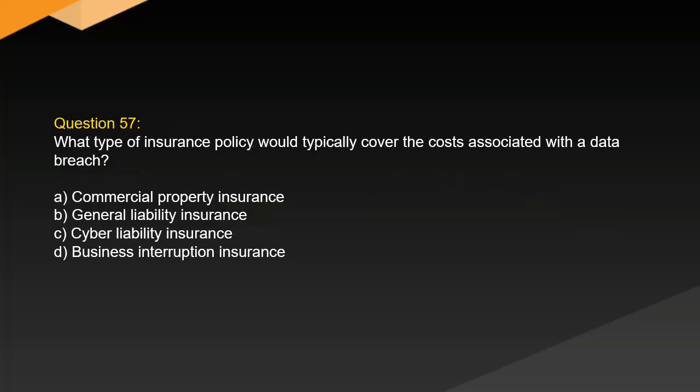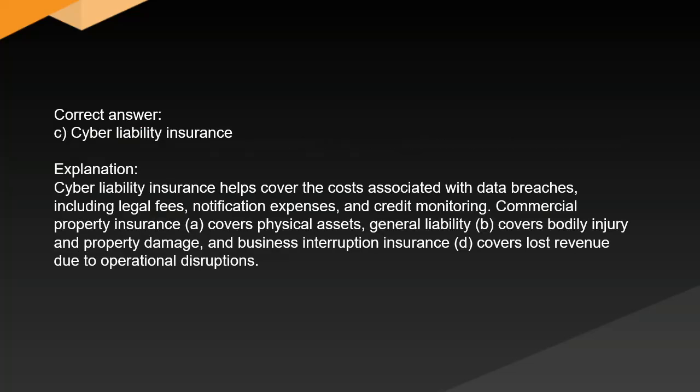Question 57. What type of insurance policy would typically cover the costs associated with a data breach? A. Commercial property insurance. B. General liability insurance. C. Cyber liability insurance. D. Business interruption insurance. Correct answer: C. Cyber liability insurance.